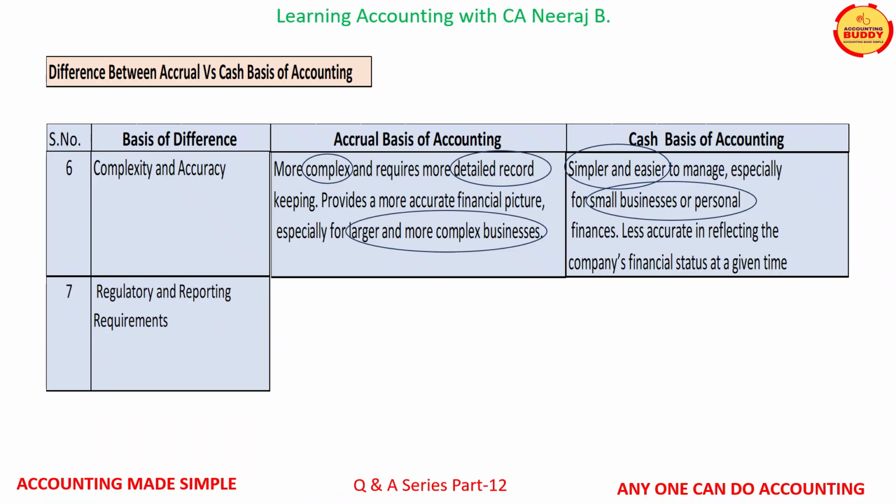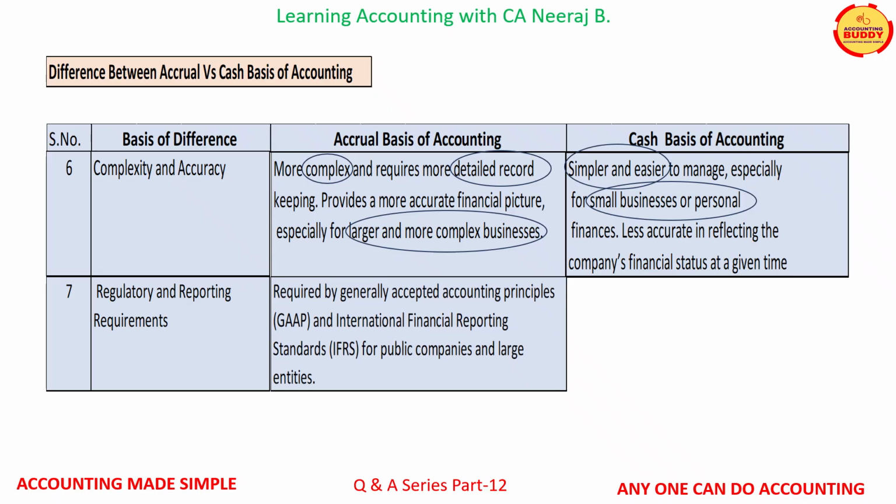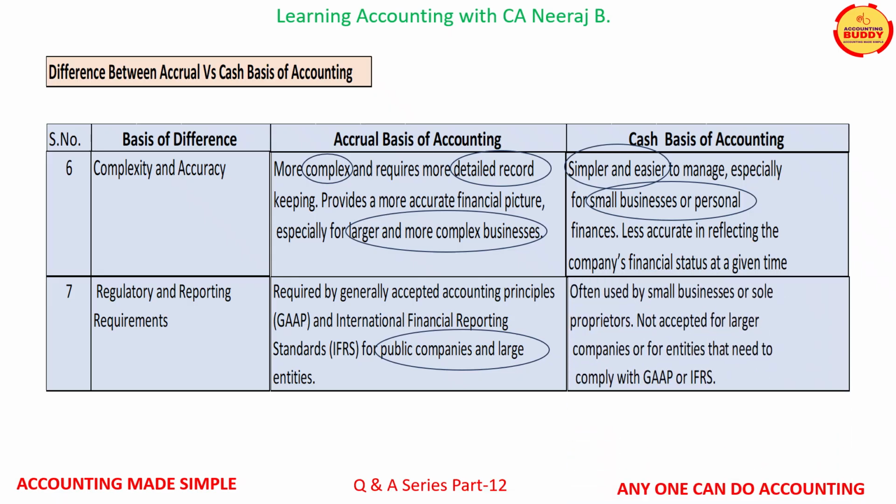Number seven, regulatory and reporting requirement. Accrual basis of accounting is required by generally accepted accounting principles and international financial reporting standards for public companies and large entities. While cash basis of accounting is often used by small businesses or sole proprietors, it is not accepted for large companies or entities that need to comply with GAAP or IFRS.